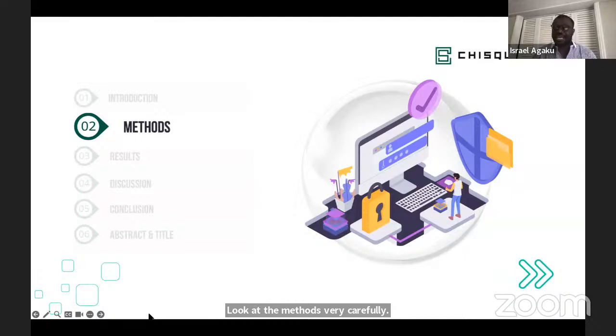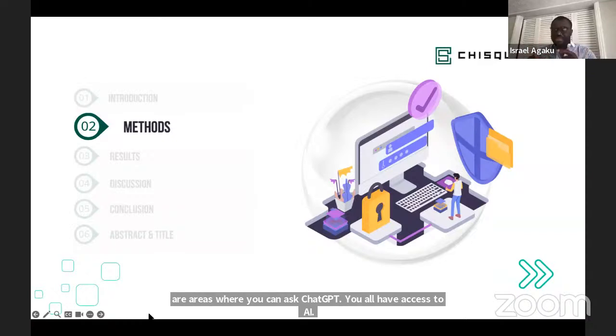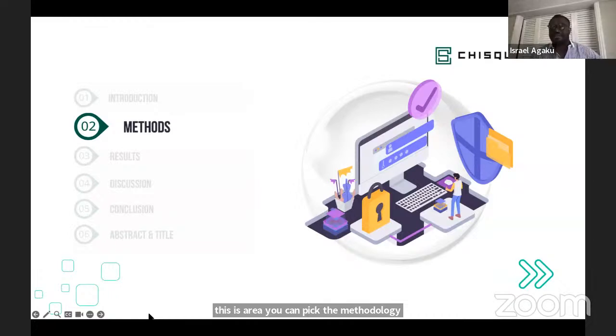Again, these are areas where you can ask ChatGPT. You all have access to AI. You can take the methodology and put it in ChatGPT and say, based on this methodology... I don't know what the methodology is, so I can't comment on it, but this is how you can use the resources you have to brainstorm. Use AI as your thought partner to help you with brainstorming. That's the best way to use it.